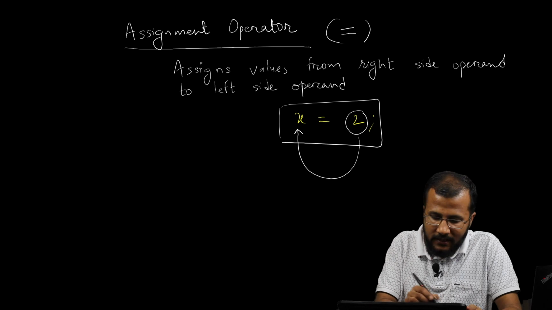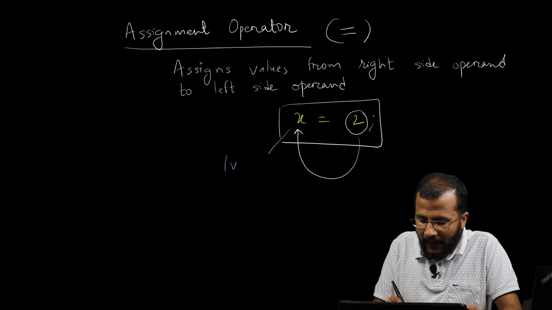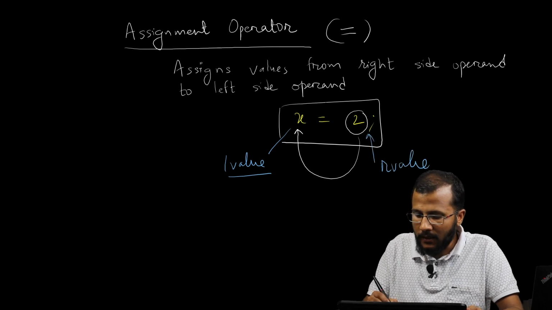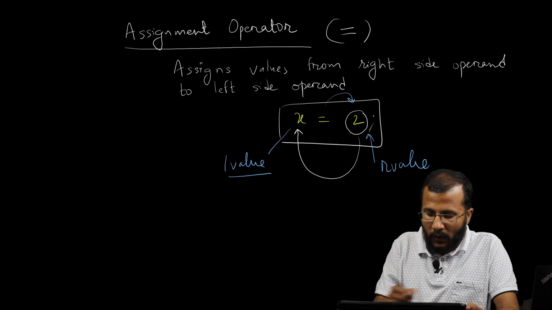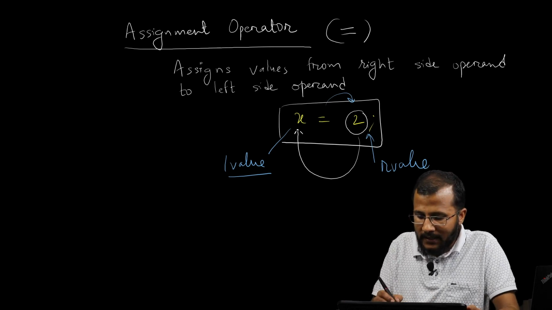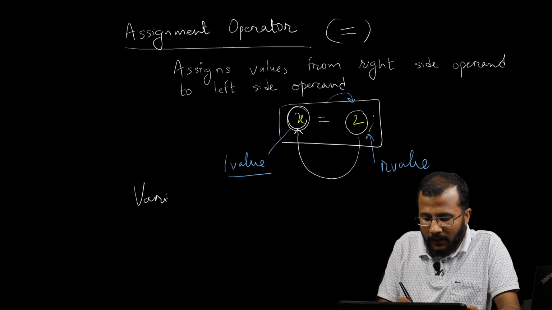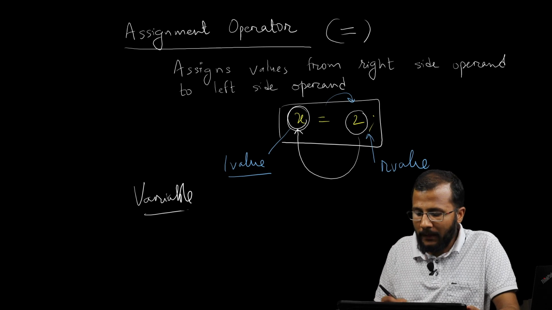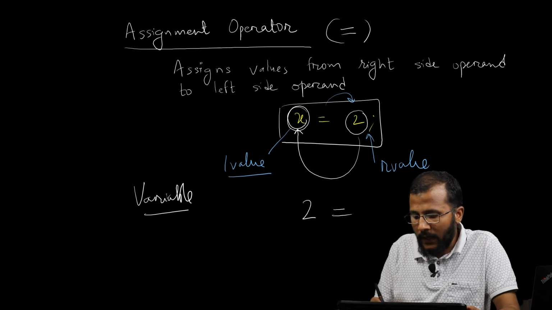We have already discussed that the left hand side variable is called an L value because it comes to the left of the equals to, and the right hand side value is called an R value because it comes to the right of the equals to. One important point to note before we move on is that the left hand side value, that is the L value, should always be a variable or an object which can actually hold the value. It should not be like this. You cannot write 2 equals to x.